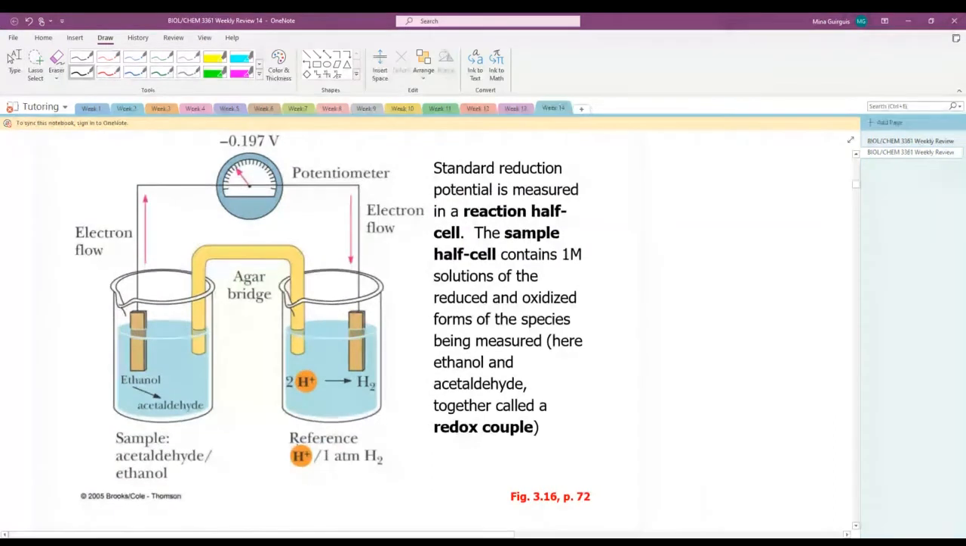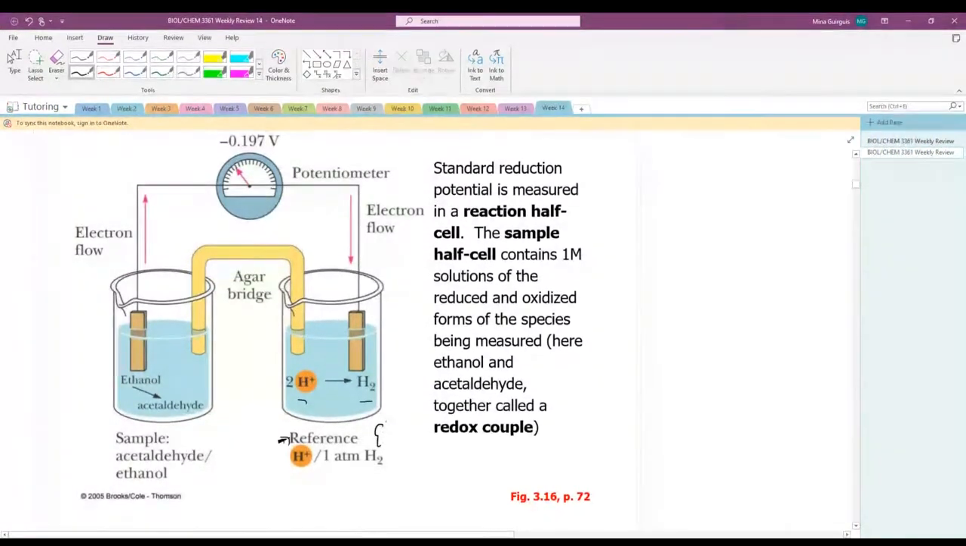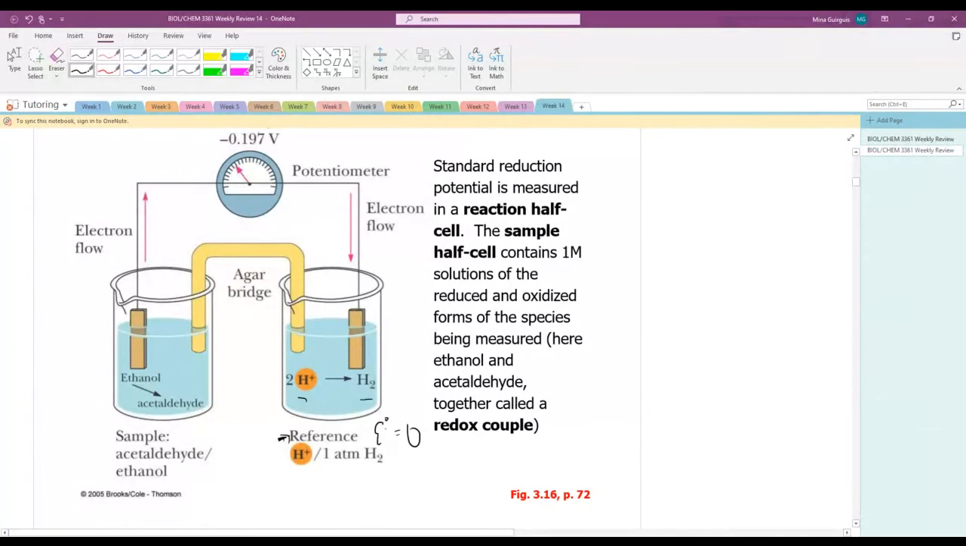So your reference is hydrogen, and the reason that we see that is because if you look at the table of standard reduction potentials, this reduction from H plus to H2, its E naught is equal to 0 volts. And so the reasoning here is if we define this to be 0, the difference between this and, in this case, ethanol to acetaldehyde is, we're just going to say, the reduction potential of ethanol to acetaldehyde.